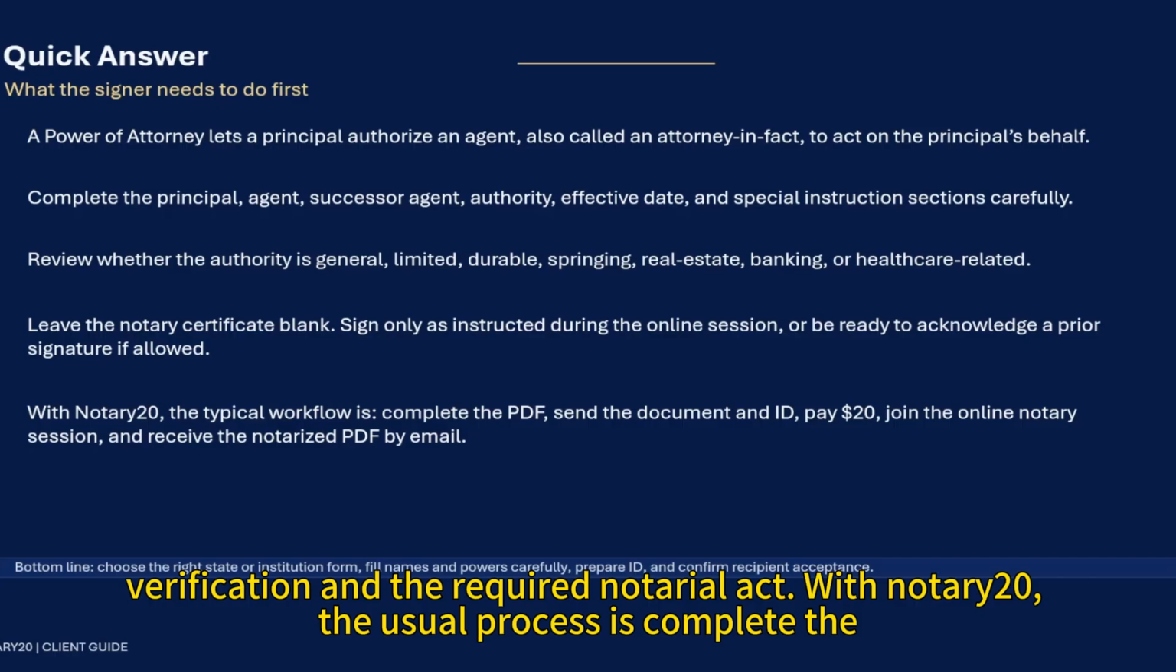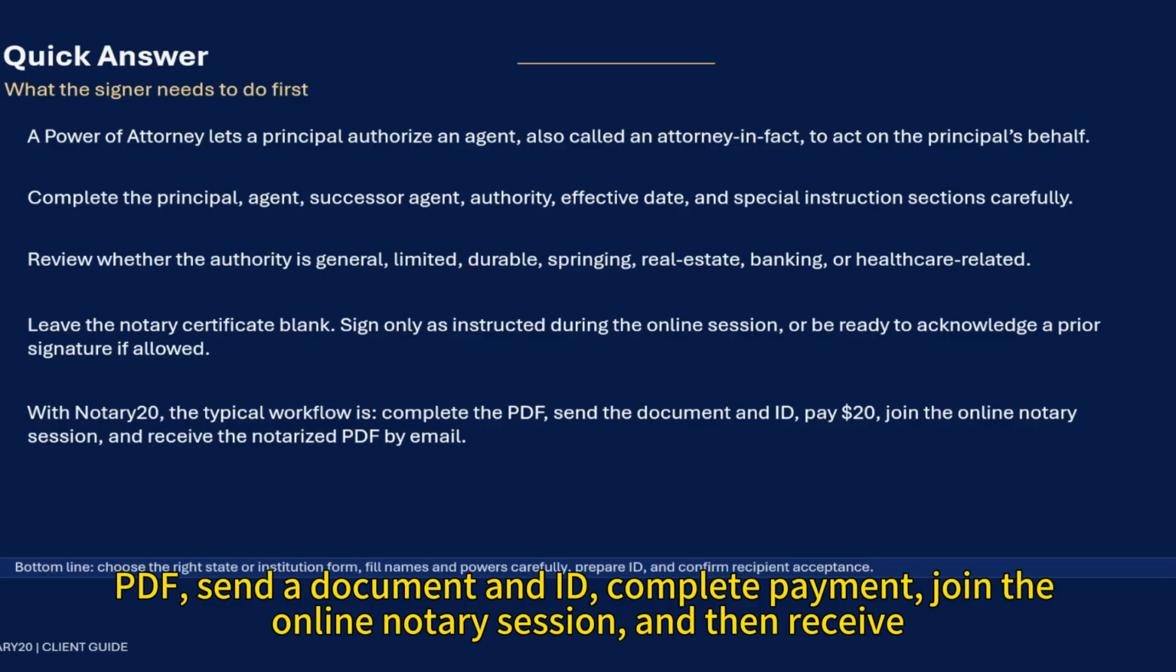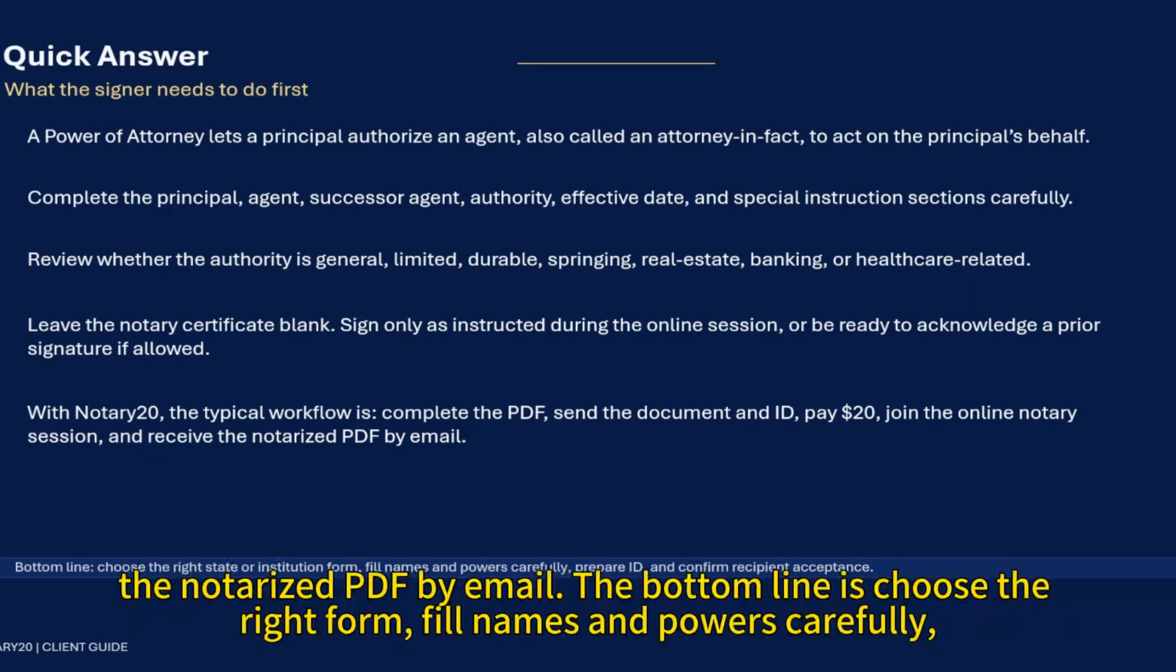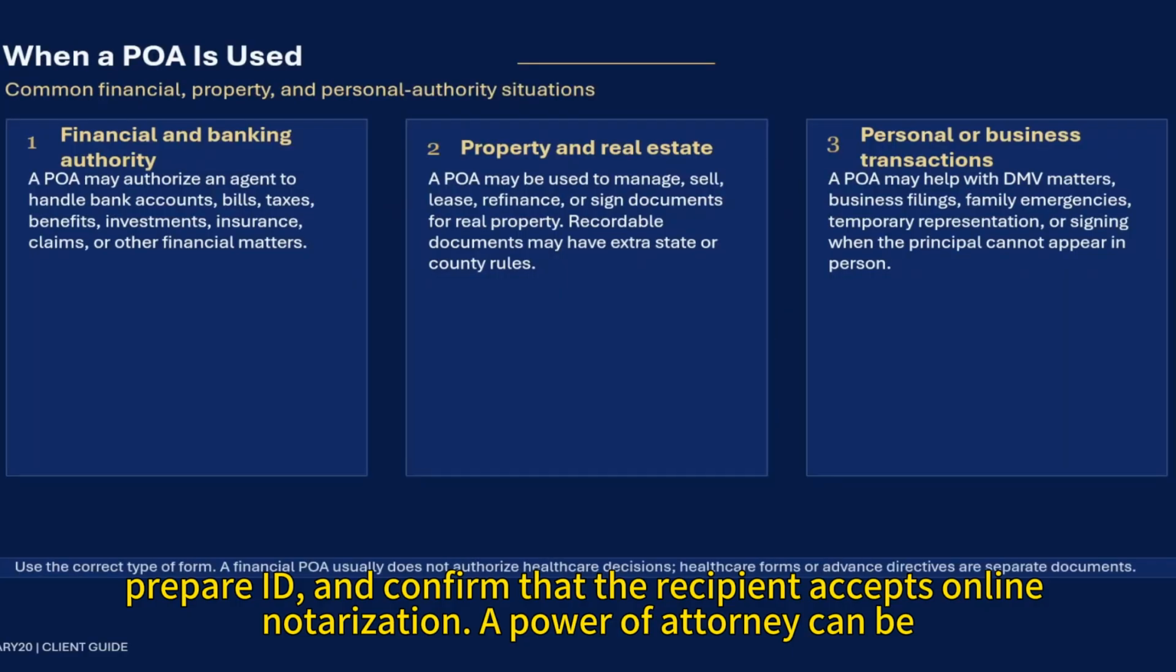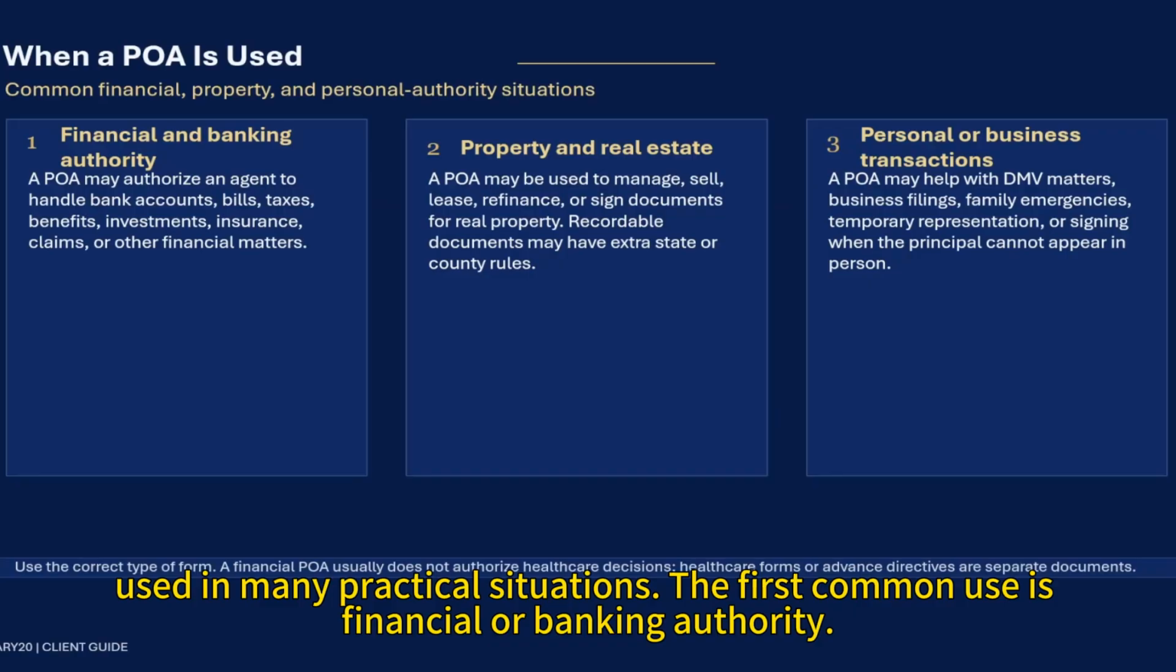With Notary 20, the usual process is: complete the PDF, send a document and ID, complete payment, join the online notary session, and then receive the notarized PDF by email. The bottom line is, choose the right form, fill names and powers carefully, prepare ID, and confirm that the recipient accepts online notarization. A power of attorney can be used in many practical situations.